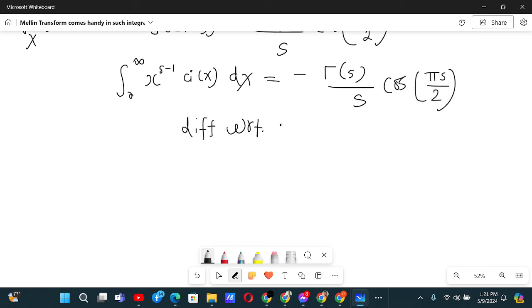Now if we differentiate both sides with respect to s, we get the integral from 0 to infinity of x to the power s minus 1 times ln of x and then Ci of x dx. If we differentiate this with respect to s, this will be the case because x is now a constant.